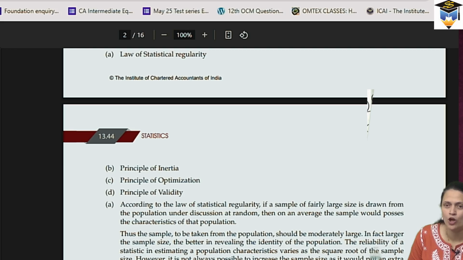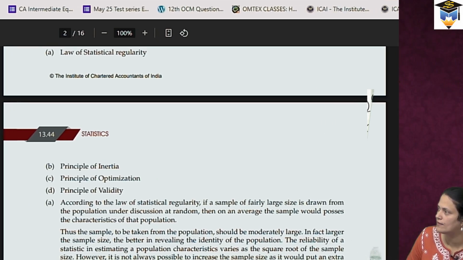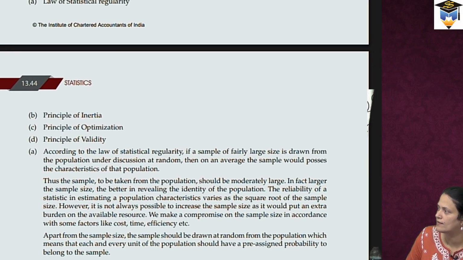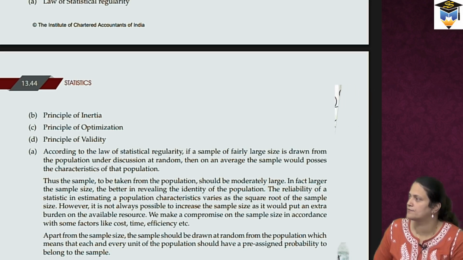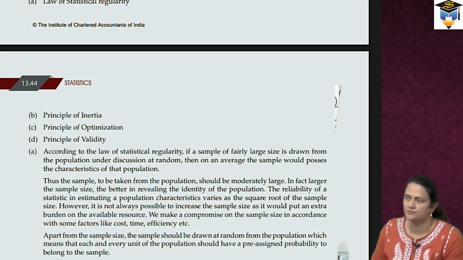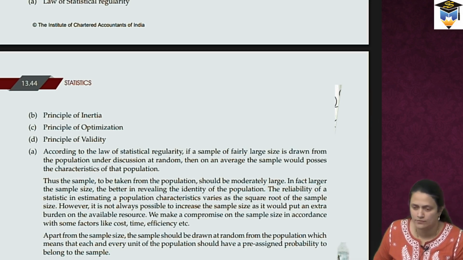See, we have done with all the 4 laws: law of statistical regularity, principle of inertia, principle of optimization and validity. Okay. Yes, anyone can read it for me if possible. No answer?